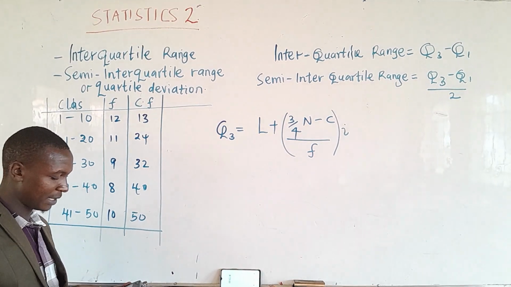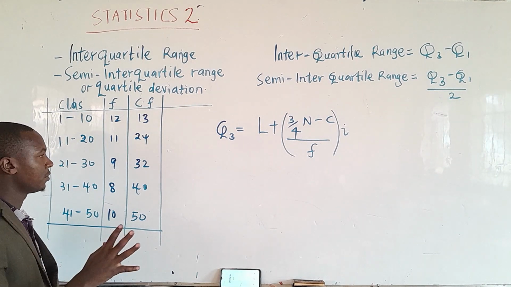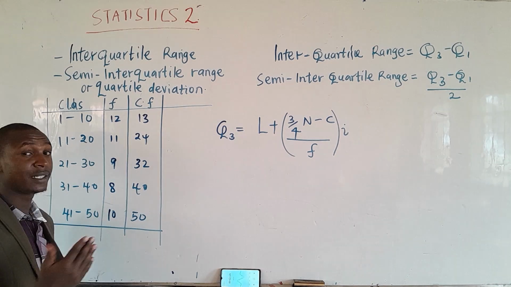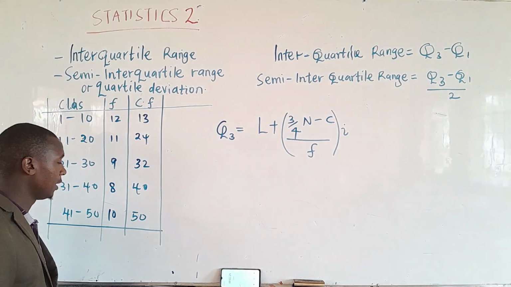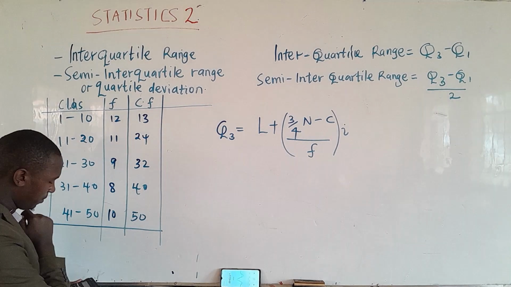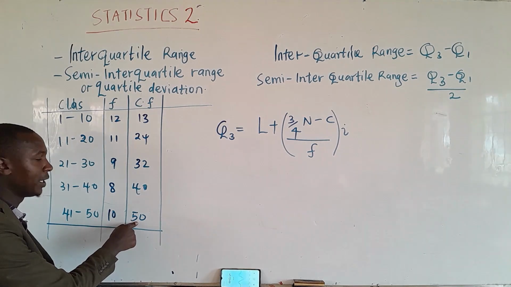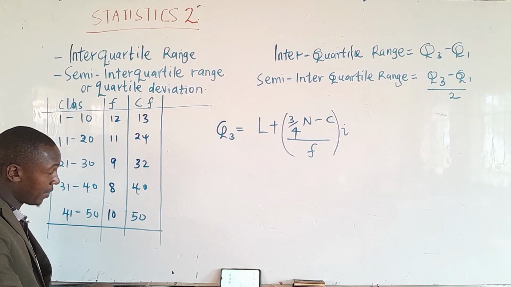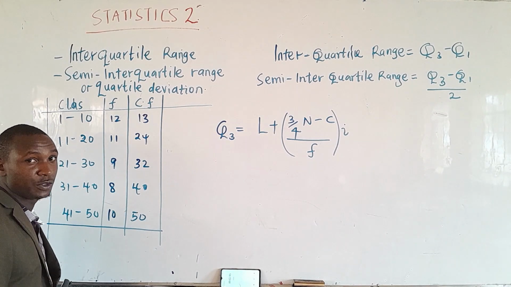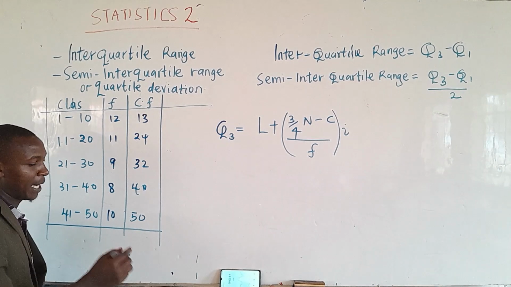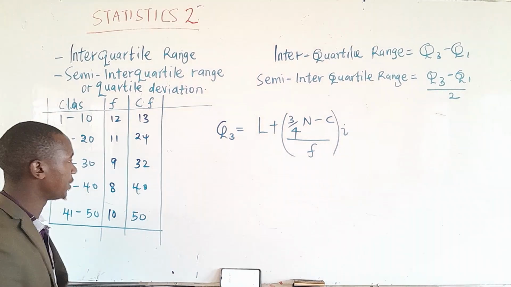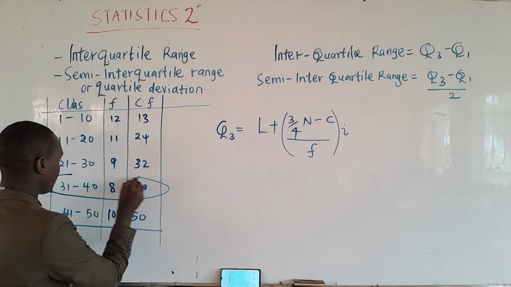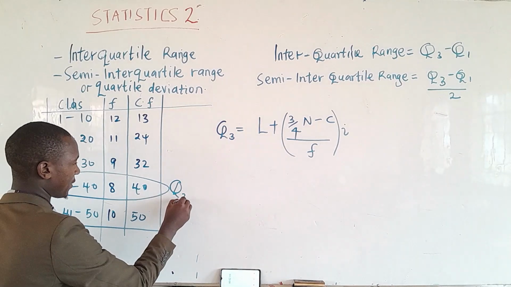If I subtract from 37.5, I'm not going to get a 0 or a negative value. So 37.5 minus 50 is a negative value, minus 40 is a negative value, but when I subtract it from 32, I notice that it's going to be a positive value, and therefore I'm going to take the class just below it. So this class is what we call the Q3 class.